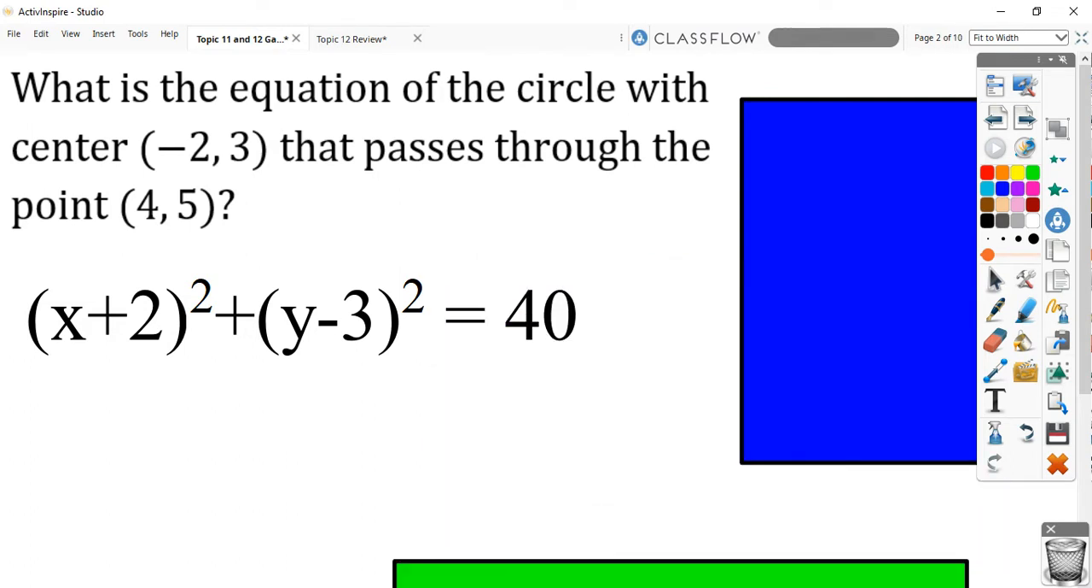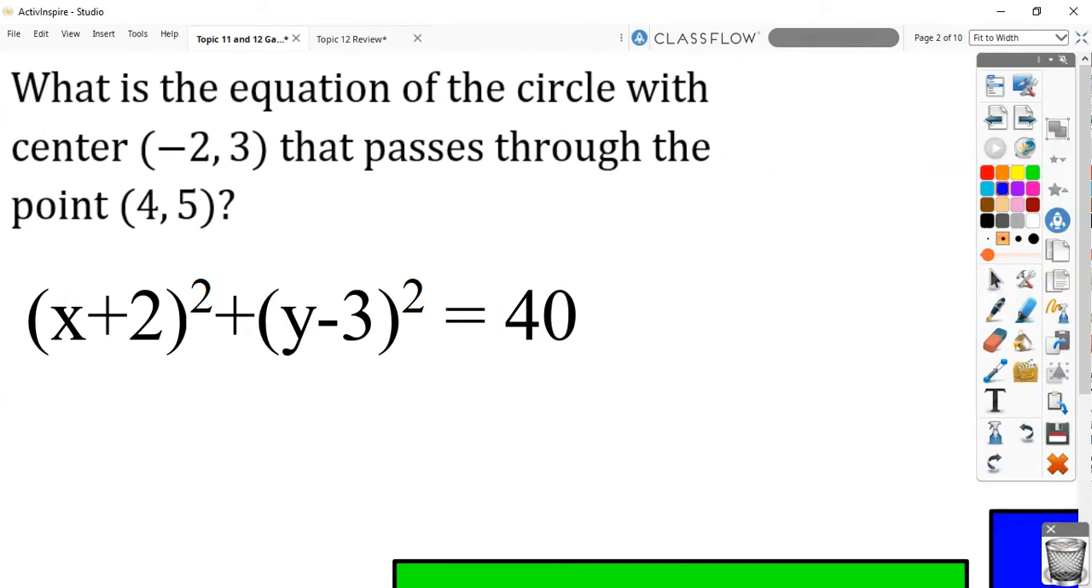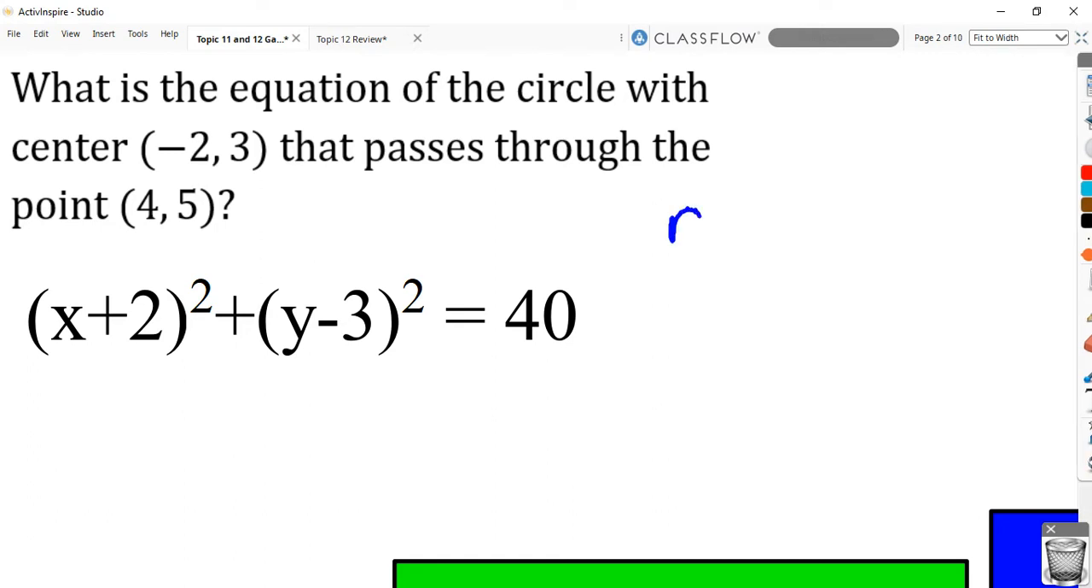But why in the world would the right side of this equation be equal to 40? Let's talk about it. As we look at the 2 points that are given to us right here, we've got the point -2, 3, and we've got the point 4, 5. If we're looking for the distance between those 2 points, that distance is the same thing as our radius, because it's the center point and a point that's actually on the circle. The distance between the center and a point that's on the circle is the radius.